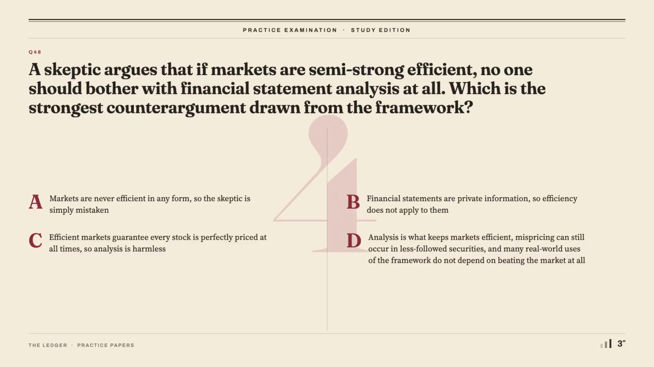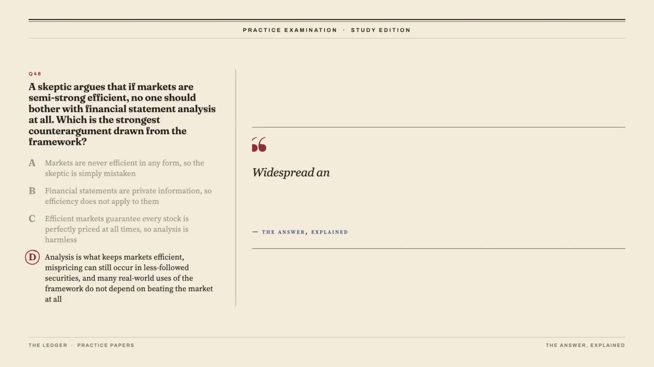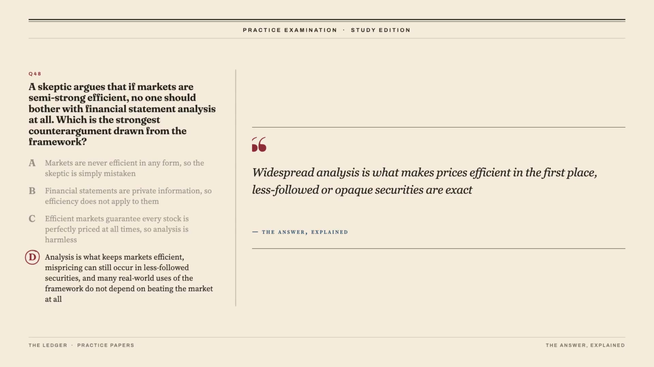Lock it in. The correct answer is D. Analysis is what keeps markets efficient. Mispricing can still occur in less followed securities, and many real-world uses of the framework do not depend on beating the market at all. D is correct because widespread analysis is what makes prices efficient in the first place. Less followed or opaque securities are exactly where careful analysis can still find gaps, and many users of the framework, such as lending, acquisitions, and governance, have nothing to do with beating the stock market. Together, these rebut the skeptic directly.